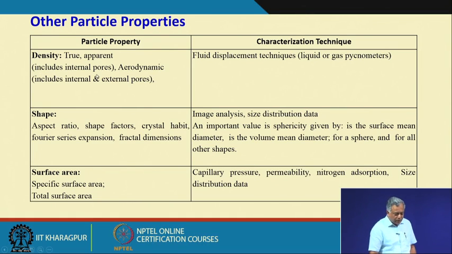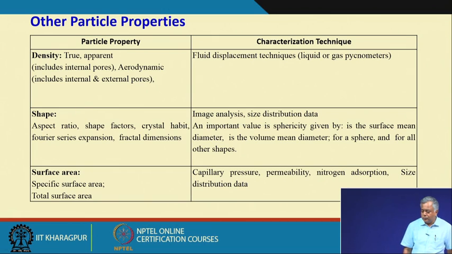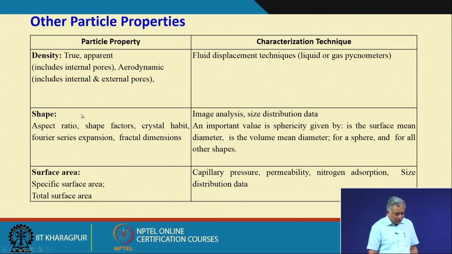The density could be true density, apparent density, bulk density, aerodynamic density, like that. And the characterization techniques are fluid displacement based techniques. So, please have patience, we will come to this topic again. Shape we have already discussed. Surface area, there are techniques like capillary pressure, permeability, nitrogen adsorption, and size distribution data also we can use to recalculate back the surface area.